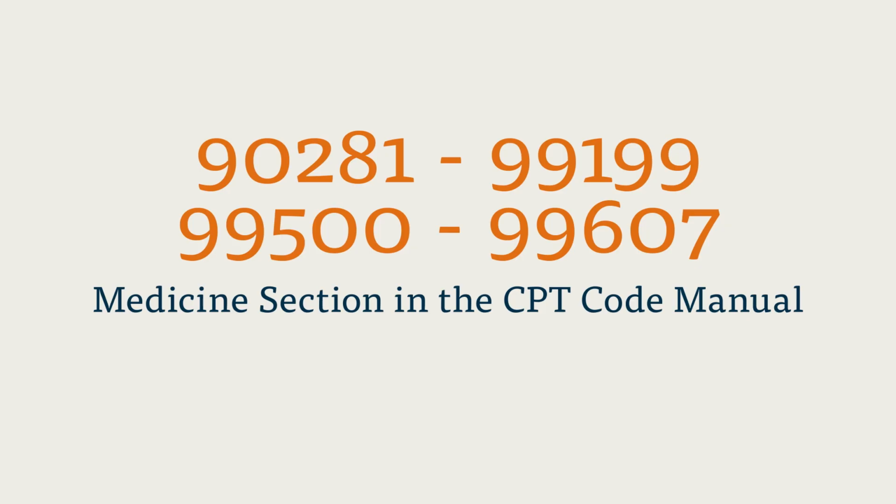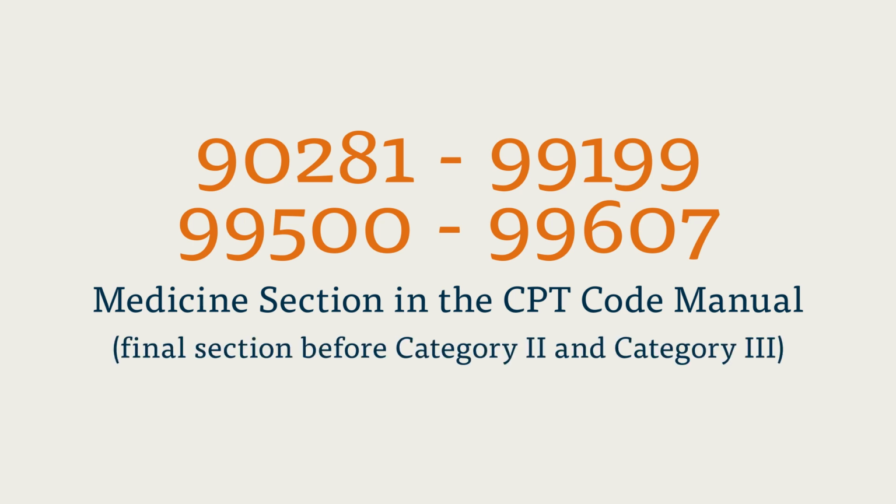There will only be around 10 questions specifically related to medicine on the CPC exam, meaning the AAPC has to condense a large and complicated section of the CPT manual into only a handful of questions. Medicine takes up the 90281 to 99199 and 99500 to 99607 ranges of the CPT code manual, and makes up the final section of the manual before CPT Category 2 and Category 3. Individuals taking the exam should know the sections of the medicine section and when to use which sections.